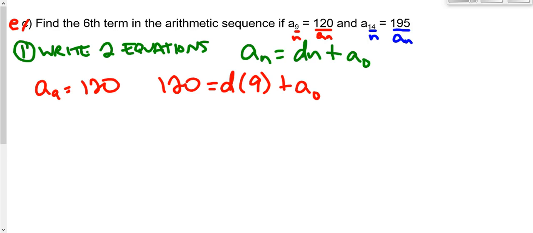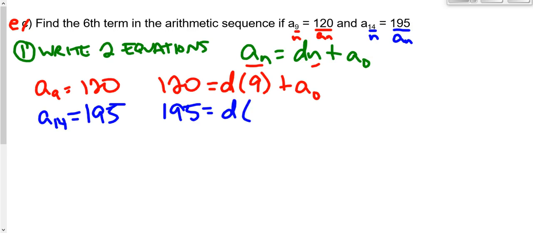So I used the equation in green and filled in a sub n and n based on my equation in red. Now let's go ahead and do that again for a sub 14. So for a sub 14 equals 195, we're going to create the equation 195 equals the common difference times the term number, which in this case is 14, and then we're going to add a sub 0 to the end. So here are our two equations.